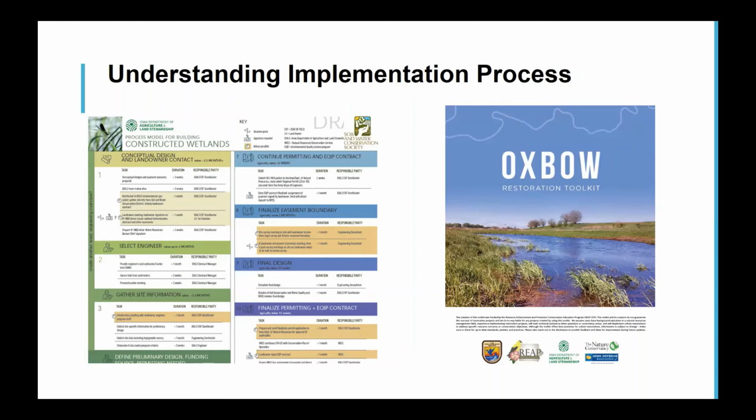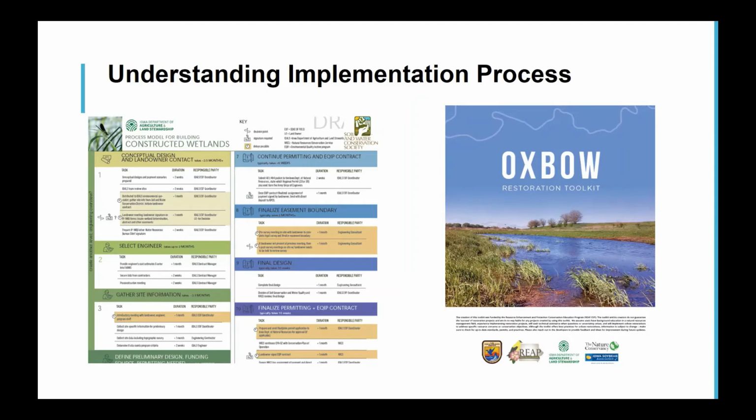I think the landowner mentioned it took about 2 years to get this project in the ground. And we've worked with the Soil and Water Conservation Society to put together a kind of process model for landowners on how to understand what it takes to get the project in the ground from start to finish. And this is still in review. So we're working with our federal partners on this too. We expect to have a final version soon.